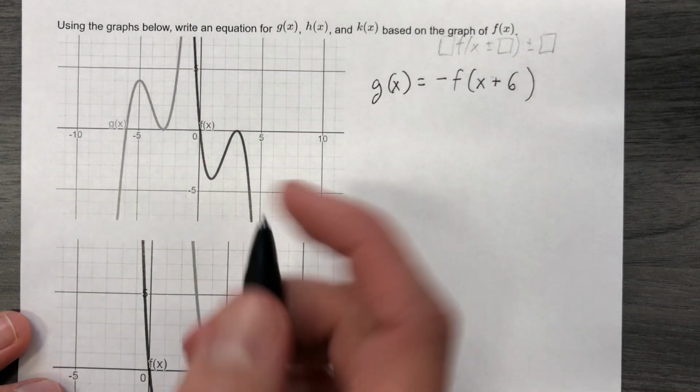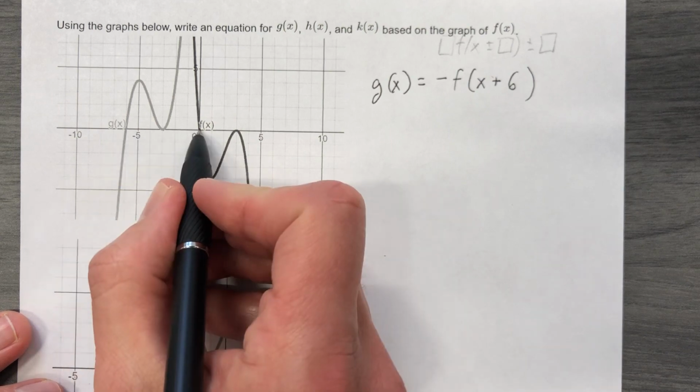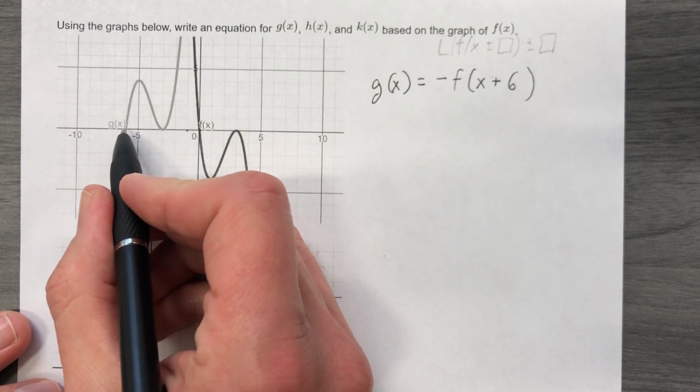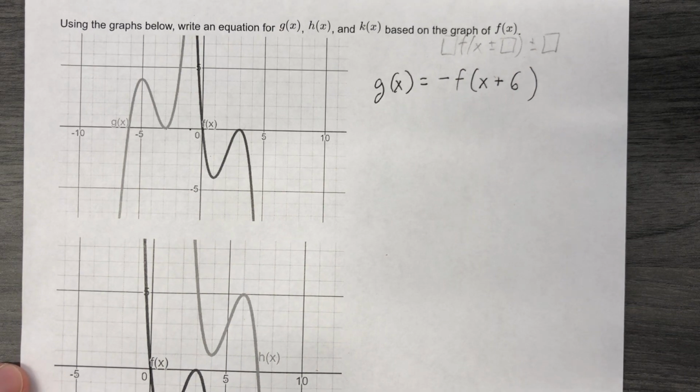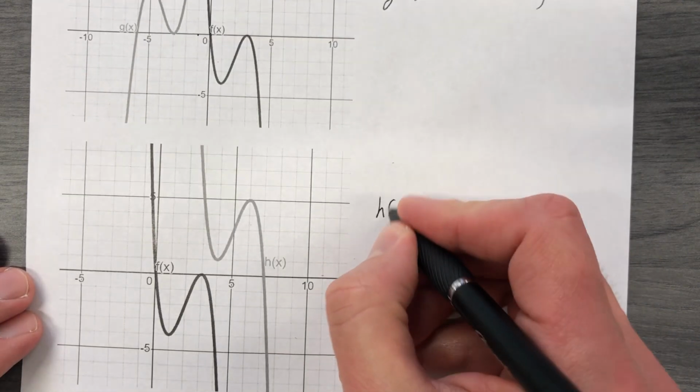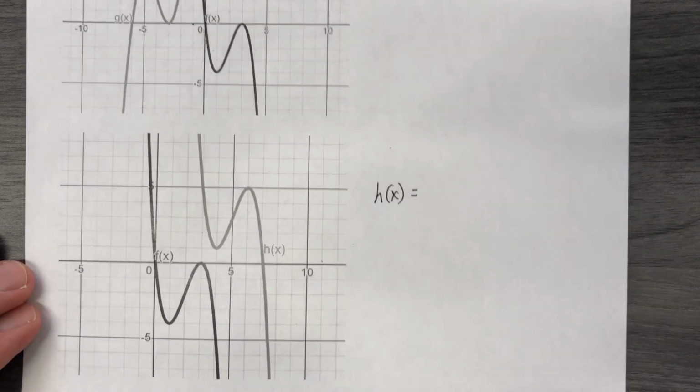Let's just confirm one more time, though. This coordinate corresponds to that one. So 1, 2, 3, 4, 5, 6. Yeah, all right. Here we go. Let's go to the next one, and it's the same idea. H is something that involves F.